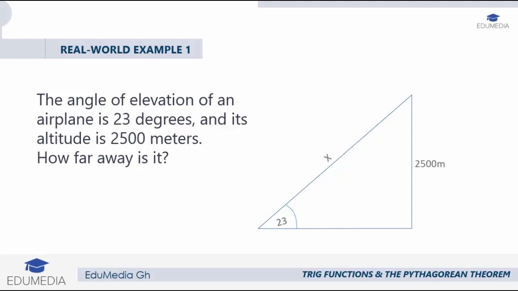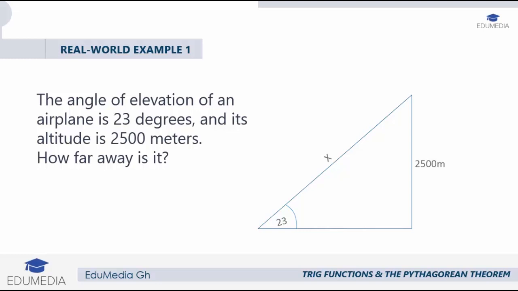Okay, the altitude is from the ground level, or from the sea level, to the vertical line that we're looking at. So that's the altitude that is being talked about. That's 2500 meters here. So in solving this, we are looking for how far the airplane is from us. So we are looking for the hypotenuse.